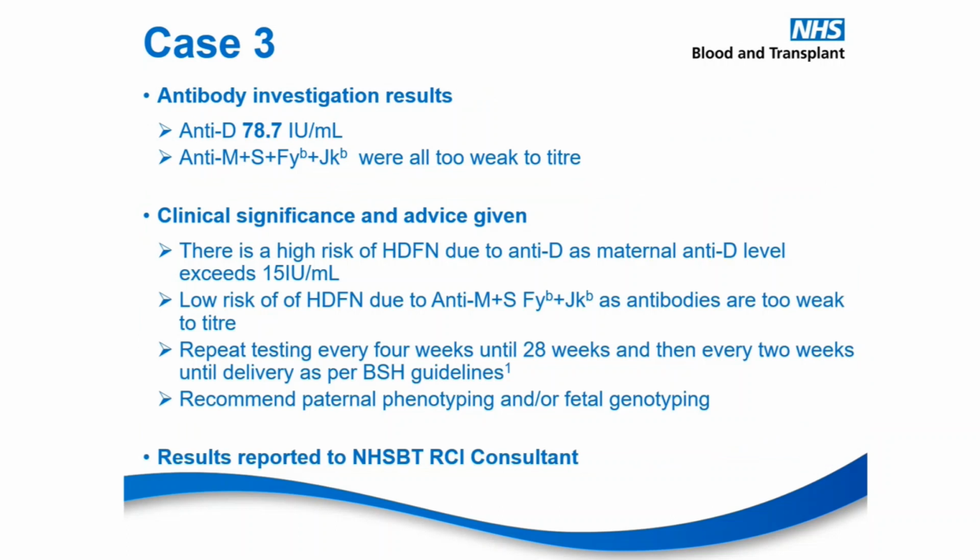So the antibody investigation results. This patient had an anti-D, which quantified at 78.8 international units per mil. She still had the anti-M plus S plus FYB and JKB, but they were all too weak to titer. The clinical significance and advice that goes with these results is that there's a high risk of HDFN due to anti-D, as the maternal anti-D level exceeds 15 international units per mil, which is the beginning of the high risk level. But there's a low risk of HDFN due to the M, the S, the FYB and the JKB, as they're all weak titer.